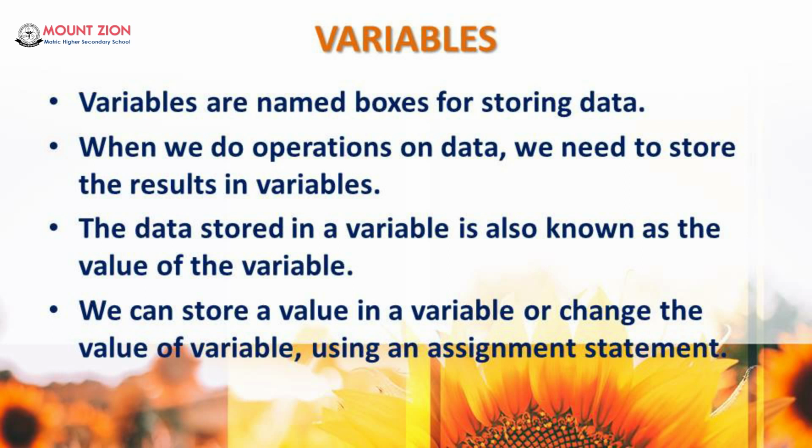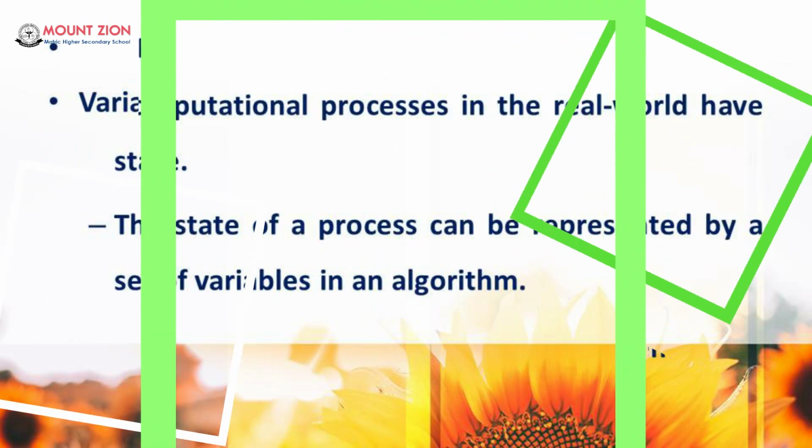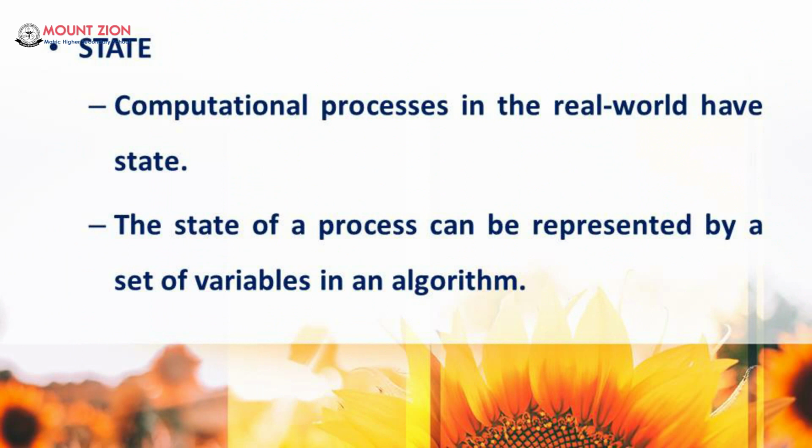For example, computational processes in the real world have a state, which means a status. Okay, so as a process evolves, the state changes. So how do we represent the state of a process and the changes of state in an algorithm? The state of a process can be represented by a set of variables in an algorithm.